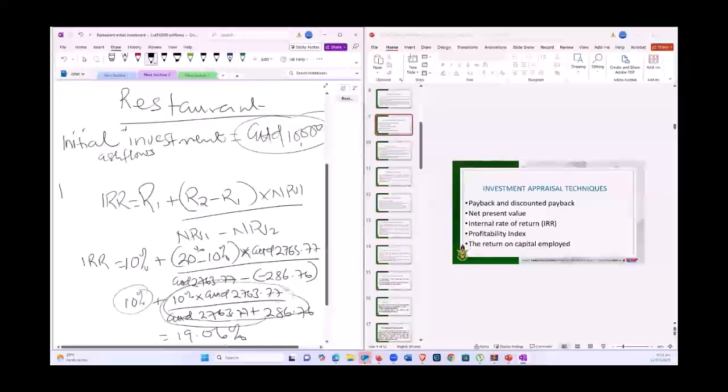Where there's a conflict means where the internal rate of return result and the net present value method result don't lead to the same conclusion on whether the project is viable or not. We can have a situation where the net present value method says the project is viable, but the internal rate of return method says the project is not viable. Where you have this situation, you accept the result of the net present value method. That's what I'm saying.